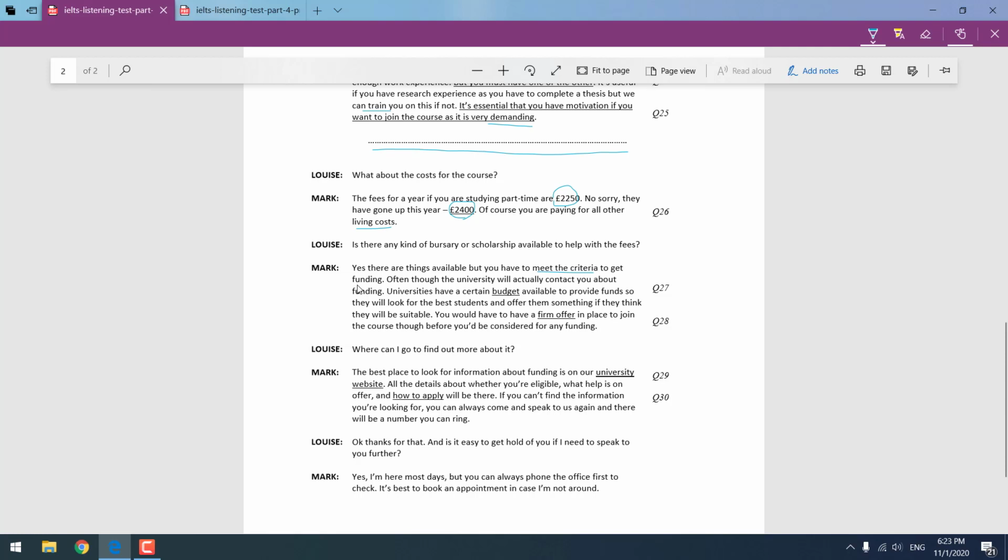To find out means to get more information about something, to find out, to realize, or to understand. They're not quite the same, but the area of meaning is the same. The best place to look for information about funding is on our university website. All the details about whether you're eligible, that's a useful word, what help is on offer, and how to apply will be there. If you can't find the information you're looking for, you can always come and speak to us again, and there will be a number you can ring.